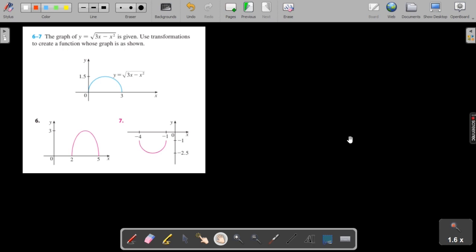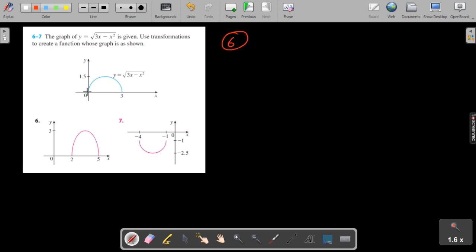The question says, the graph of y equals square root of 3x minus x squared is given. Use transformations to create a function whose graph is as shown. So to figure out what the function should be, we're going to use this original and figure out what happened to it to get each of these. So let's start with 6.